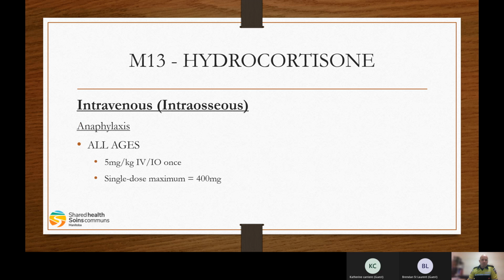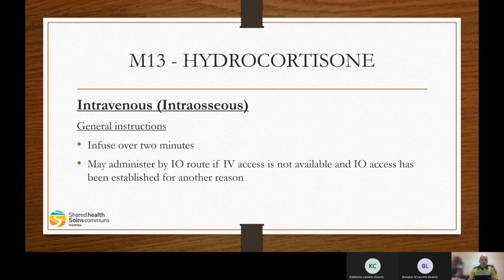So when we give our hydrocortisone, it's given intravenous, and basically for all ages, it's 5 milligrams per kilogram. It's a weight-based dose. We max out at 400 milligrams for each patient, and it's a one-time dose. We don't give multiple times unless directed by a physician. So some general instructions we give it.